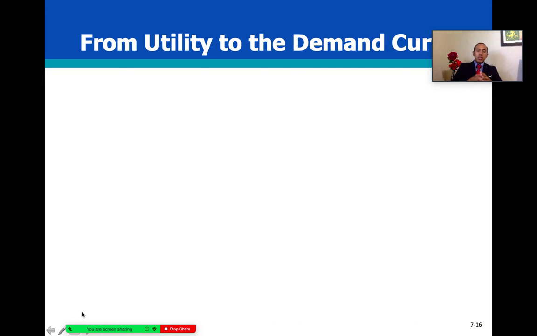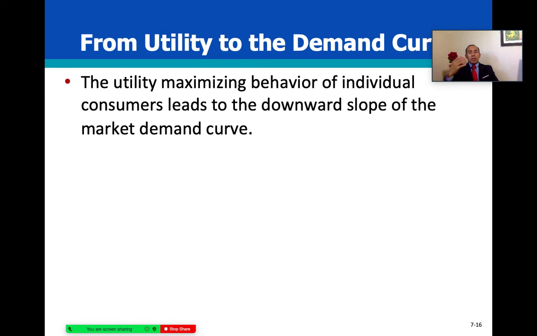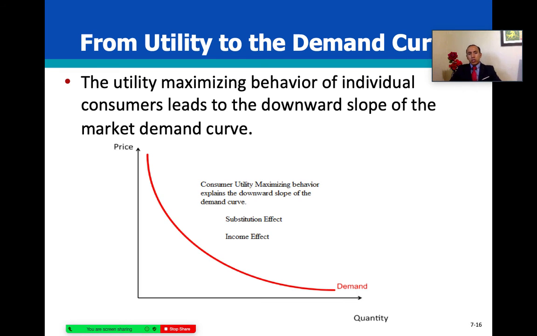Now, from utility to the demand curve, it's important to point out that there's a relationship. The utility maximizing behavior of individual consumers lets us know that there's a relationship to the downward slope of any demand curve in the market. The demand curve is traditionally downward sloping. If you recall from economic analysis, demand is downward sloping, and the supply curve is upward sloping.